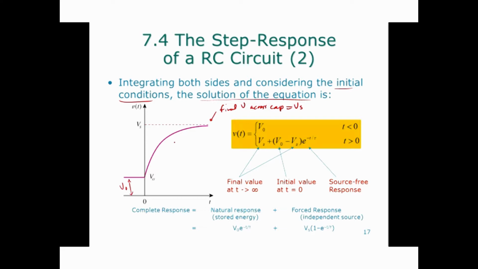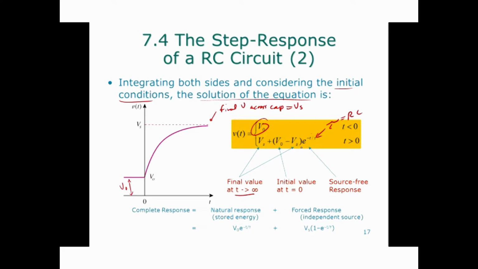The way you define this curve, it's the initial voltage for t less than 0, and then for t greater than 0, it's the final value Vs, as t approaches infinity, plus (V0 minus Vs), where V0 is the initial value at t equals 0, times e to the minus t over tau. This is essentially the source-free response, the same exponential curve based on the time constant tau, and tau equals RC in this case, as seen by the capacitor.